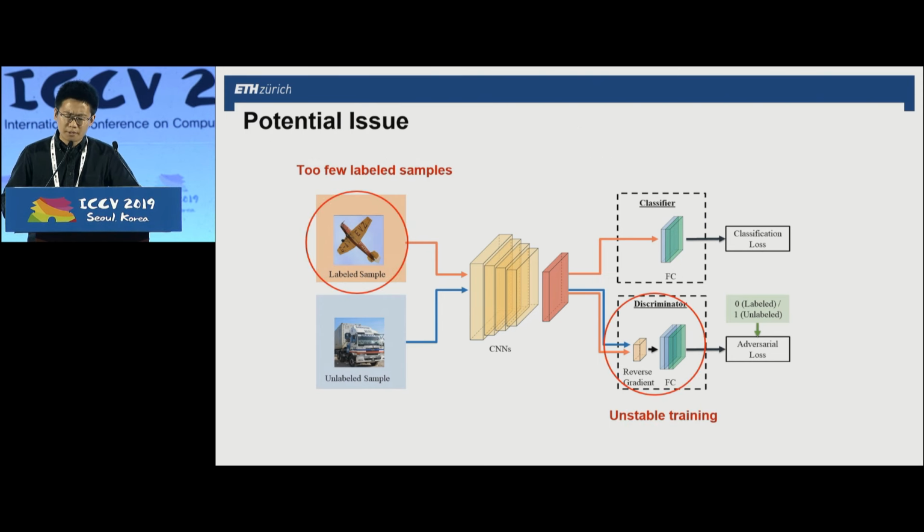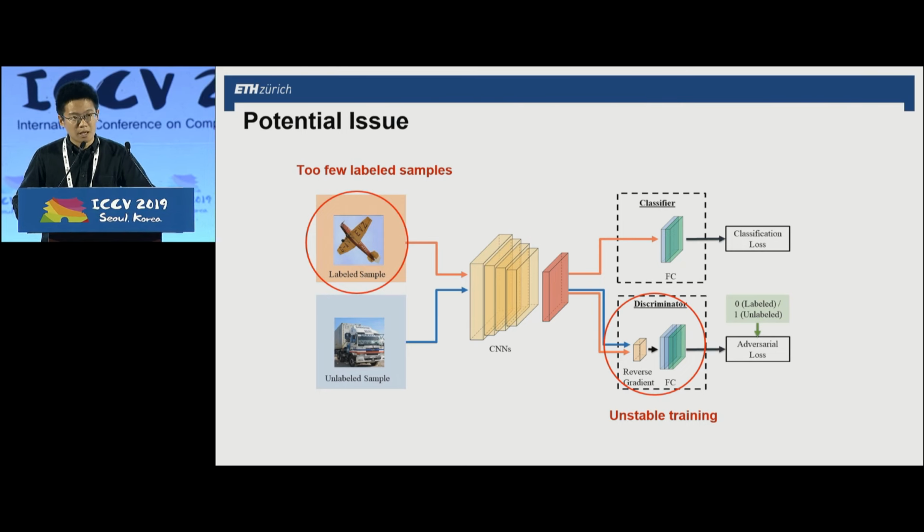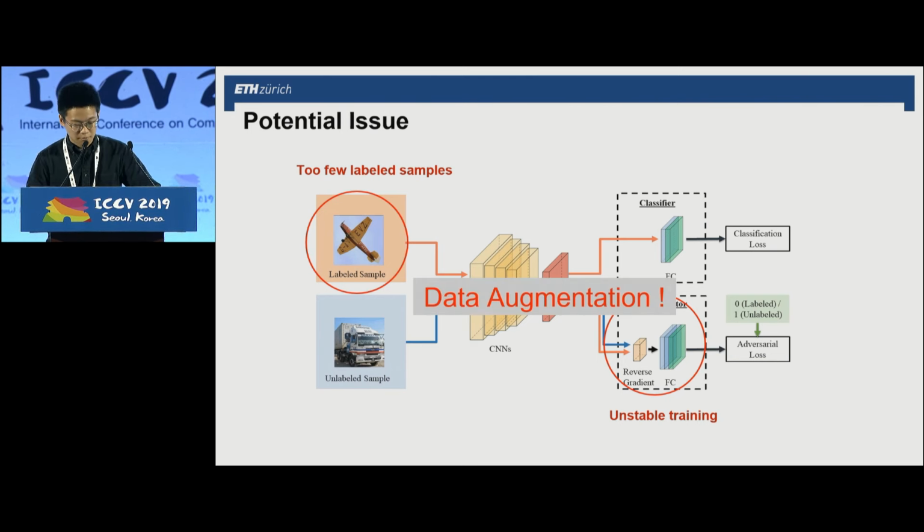But there's one potential issue. Too few labeled data leads to unstable optimization because we don't have enough distribution support. So how should we deal with it? One solution would be data augmentation.